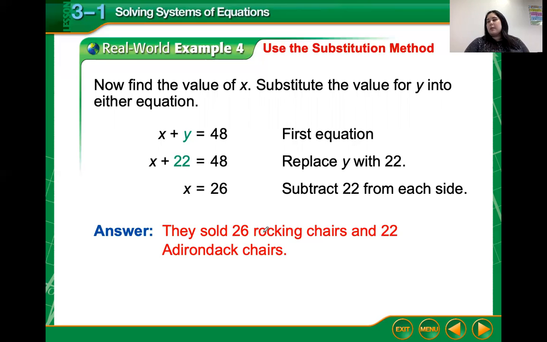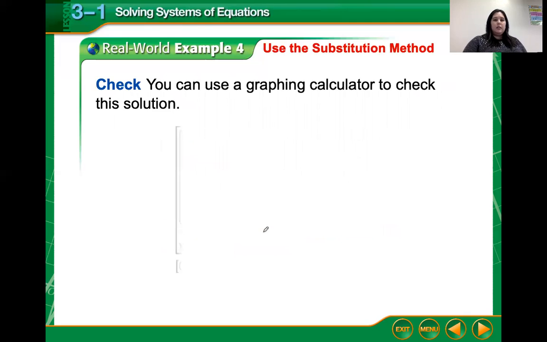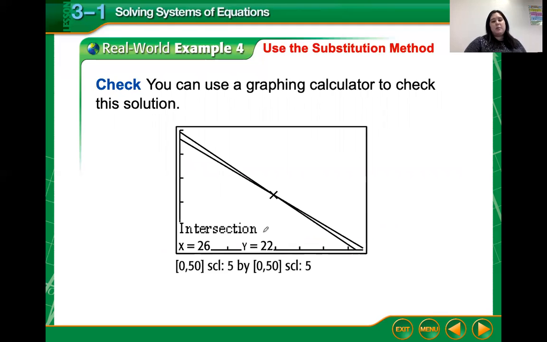When doing this, sometimes it just depends on which equation. You kind of need to take a look at it and see which one's going to be easier to do. And the more you practice it, the better feel you get for which one you should do substitution on. You can also check this, and you see that if you graph your 2 equations, they would be in intersection.